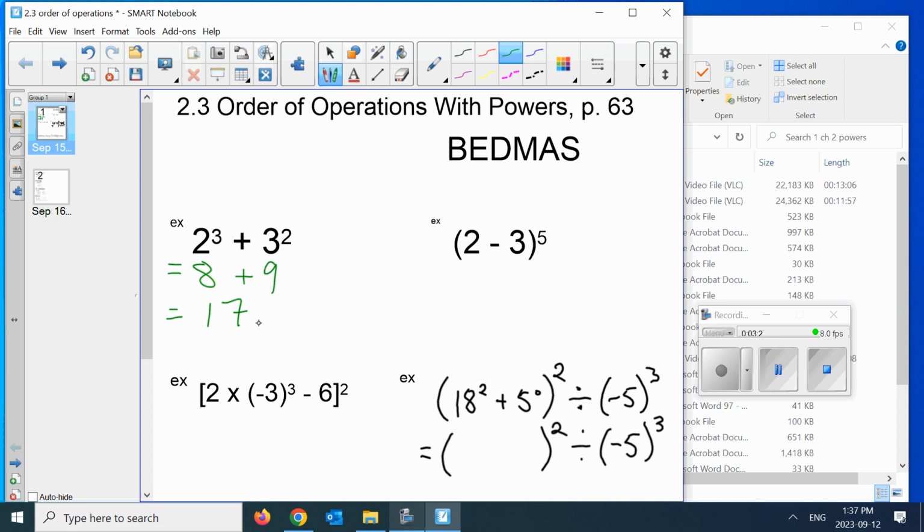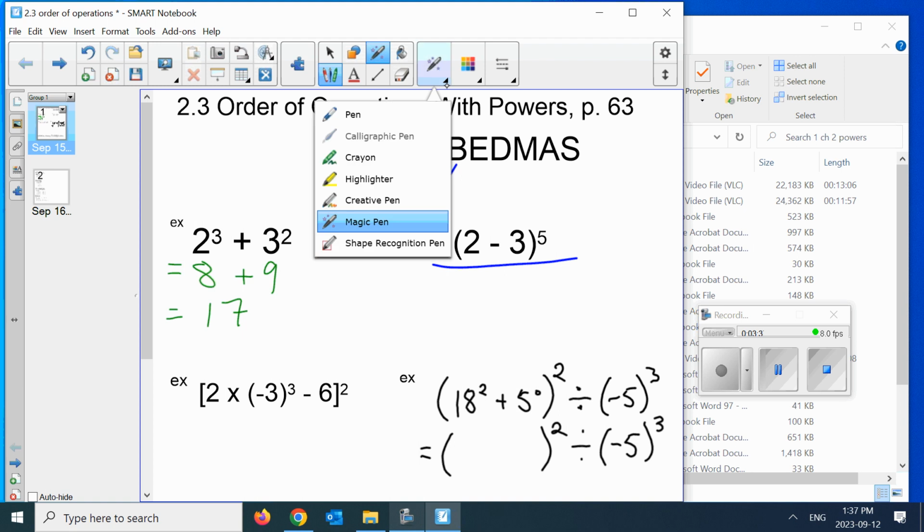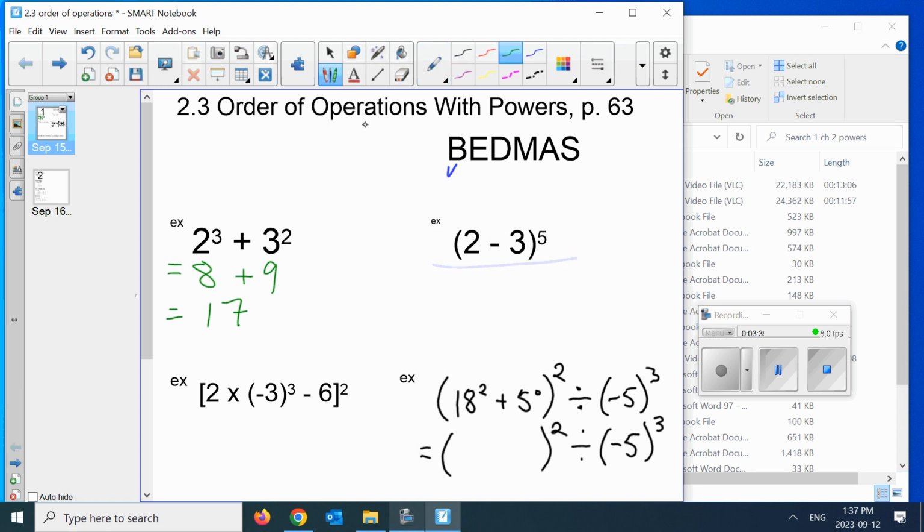So look at this one. Next one. I've got brackets, so I've got to do those first. Then I can take care of my exponent. So 2 minus 3 is in the bracket. I'm going to do that. Negative 1, right?